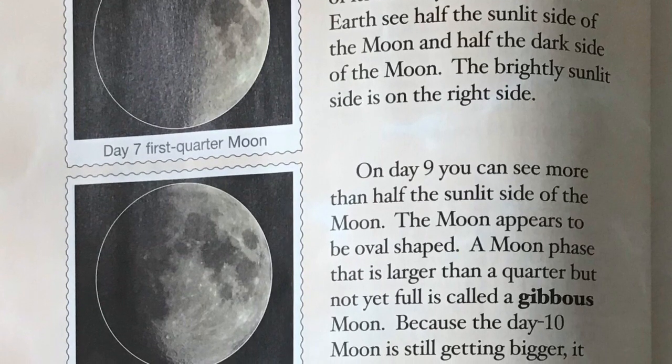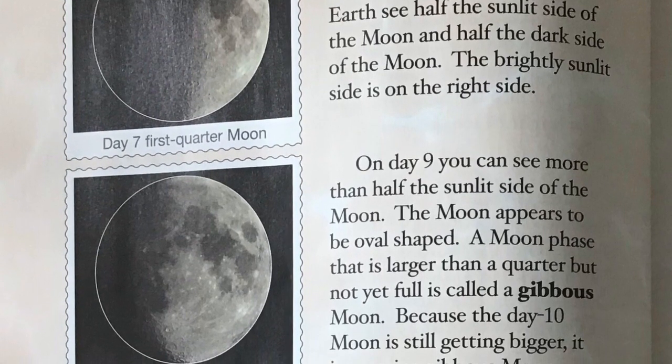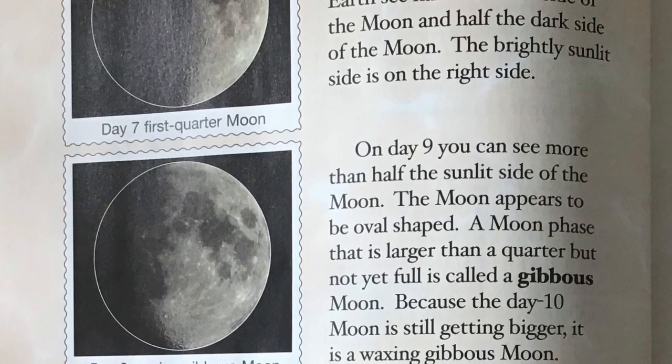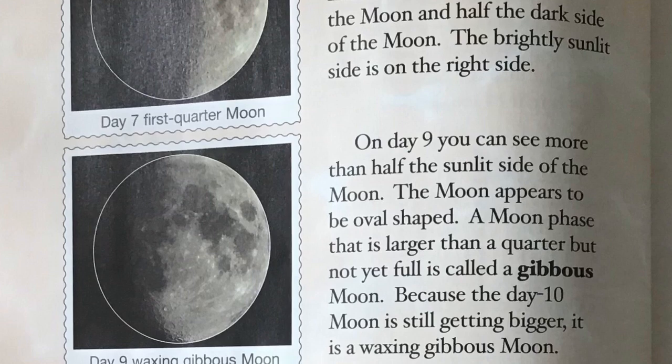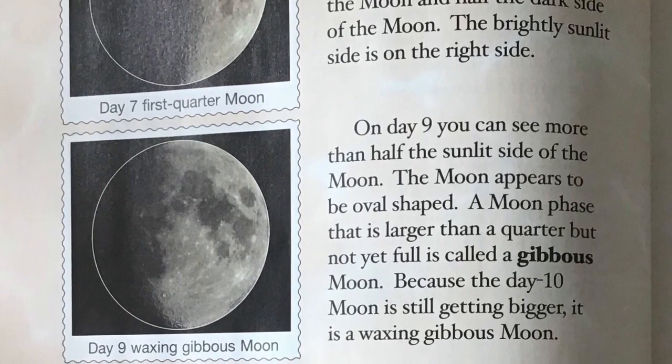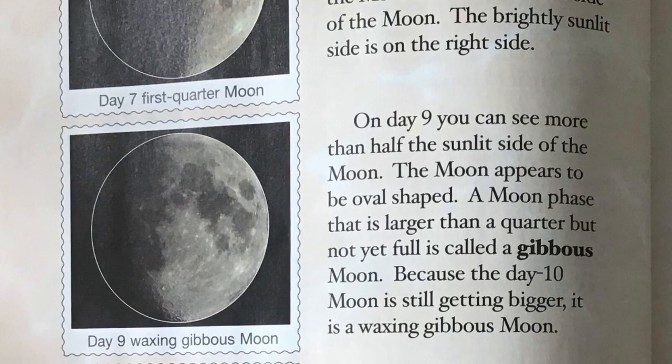On day 11, the moon is almost round but not quite. It is still a waxing gibbous moon. Viewers on Earth can see most of the sunlit half of the moon. They can see only a small sliver of the dark side of the moon. Can you see the dark crescent?